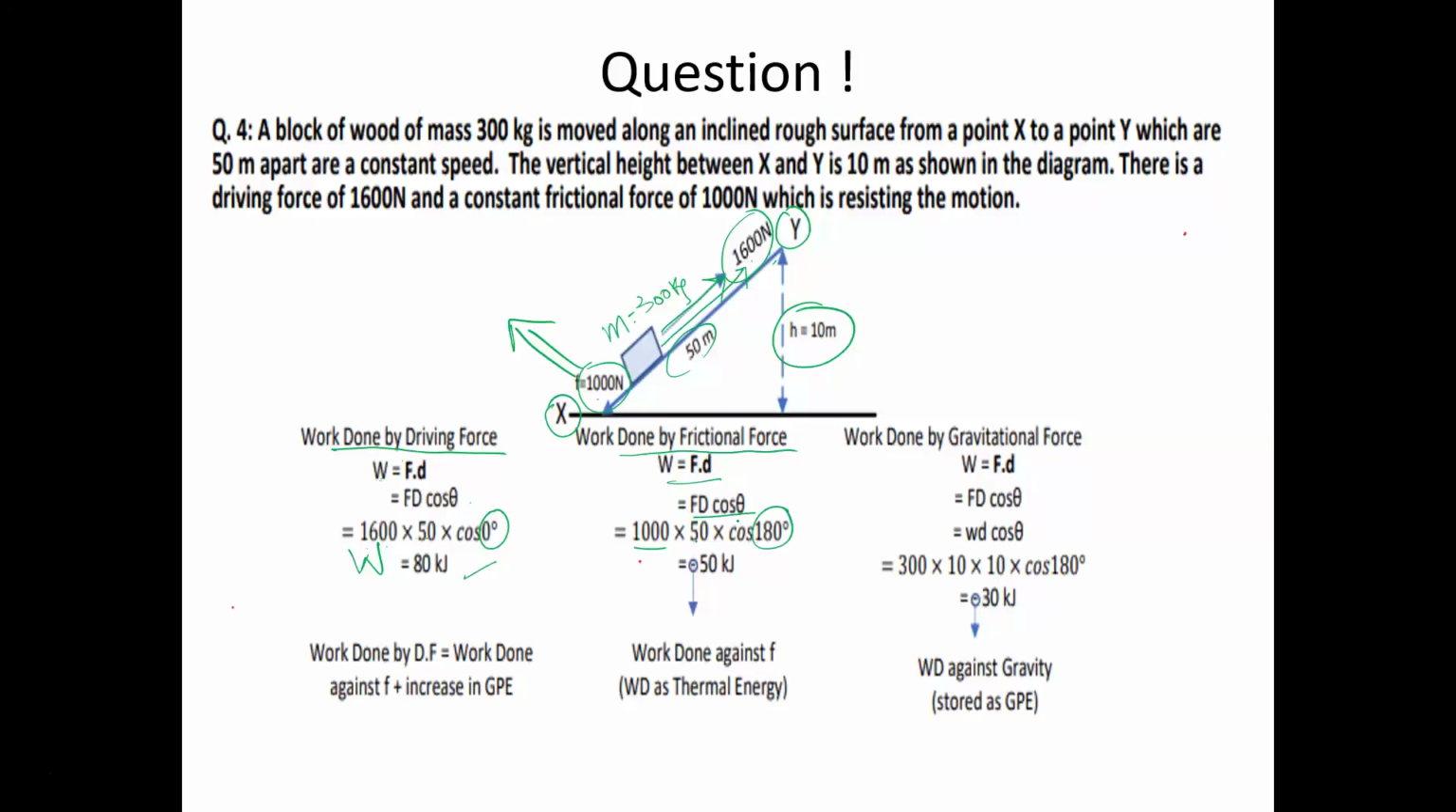180 degrees, because we know the distance is in the forward direction and the frictional force is in the backward direction, so what angle develops between them? 180 degrees. So in that specific case, when we use F into D into cos of 180 degrees, this will give us an answer of negative 50,000 joules.